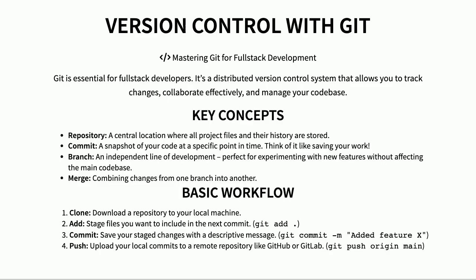We'll cover some key terms like repositories, commits, branches, and merges. These are the building blocks of how Git works. You'll clone a repository from somewhere like GitHub, then add changes, commit them with helpful messages, and finally push those changes up to a remote server. It might seem a little daunting at first, but trust me, it gets easier with practice.